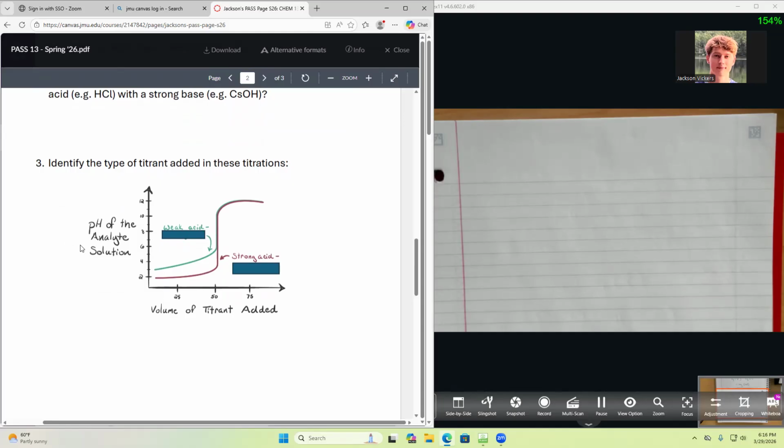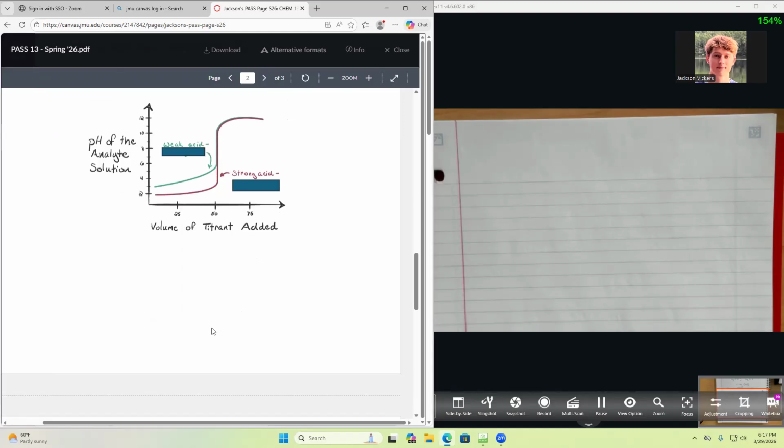And some vocab that, again, I don't know if he needs you to know. Analyte is what we call the thing sitting in the flask. That's what we're looking for. And then the titrant is the thing that we're dripping in. Not sure if he cares about that, but it might be helpful if you look up videos or something later.